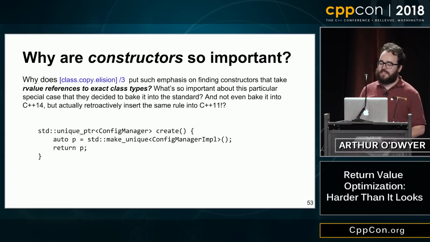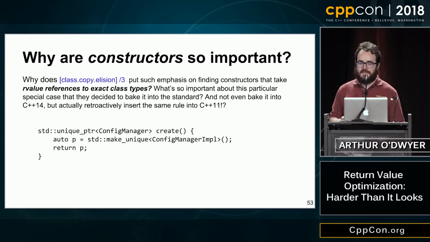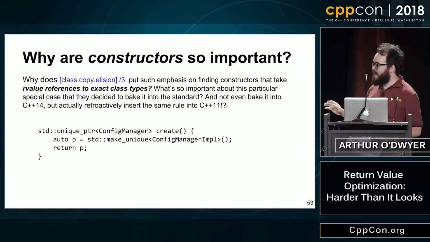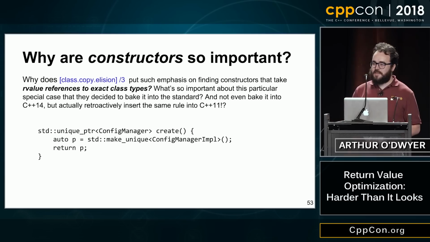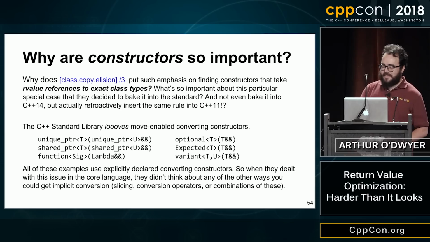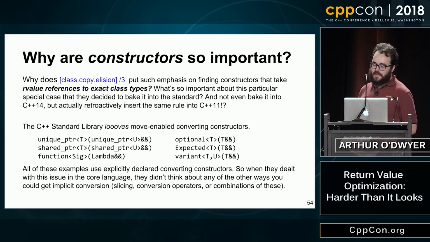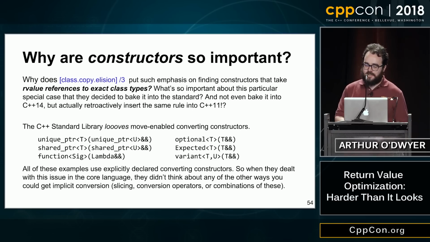And the way I make that work is I call the constructor that takes an rvalue. There's no need here to call a conversion operator, and so they just conservatively didn't put in a rule that said you could call conversion operators, but you can call converting constructors that take rvalues. And the standard library loves move-enabled converting constructors. They have them for unique_ptr, shared_ptr, std::function, std::optional, expected will have one, variant. All of these examples use converting constructors. None of them use conversion operators.